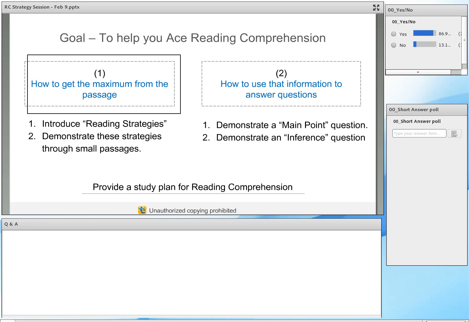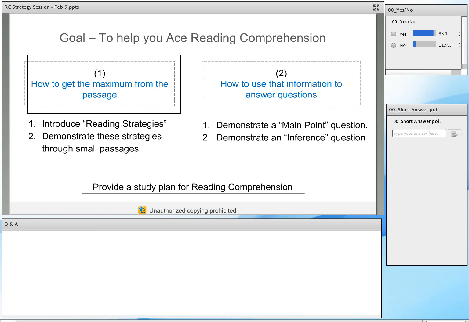Okay, so let me tell you the facts. The facts don't change. In RC, you are going to get complex passages. You are going to get dense passages. You are going to get passages that you would not even worry about if it were not for that particular question. That's fact number one. Fact number two: you cannot read those passages in a casual manner and get the information out that you need so that you can answer the questions. Fact number three: you have to prepare for RC if you want to get to that 720, 740 or 760 score. There is no way out of that.